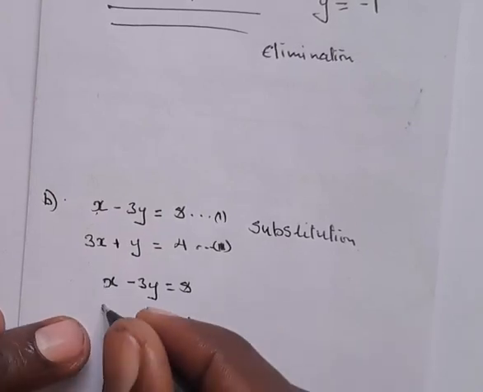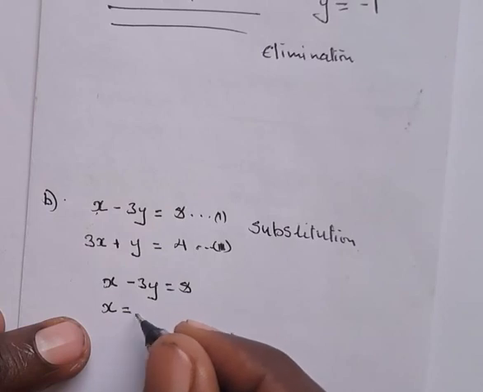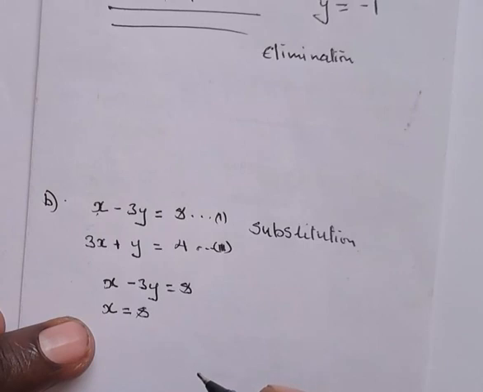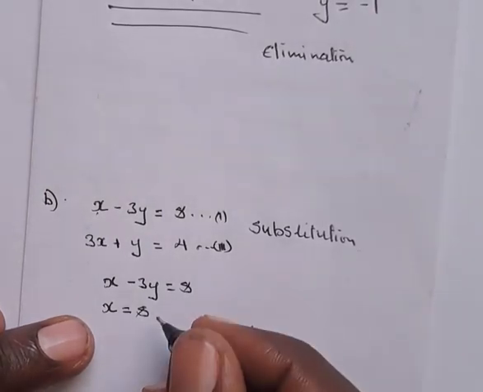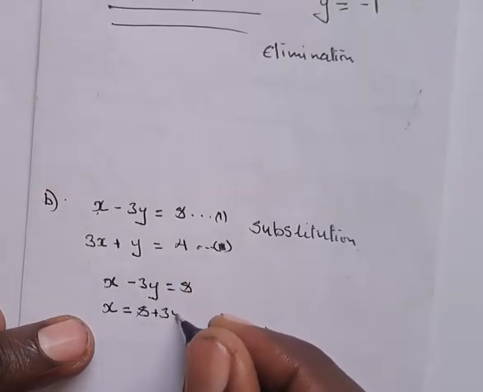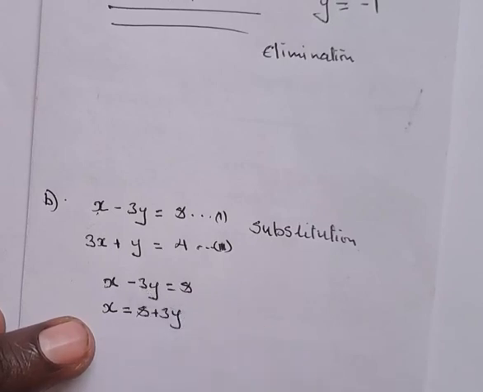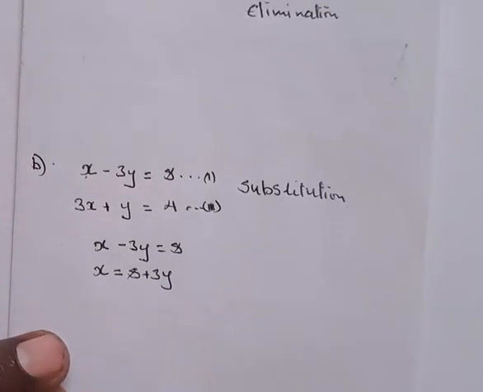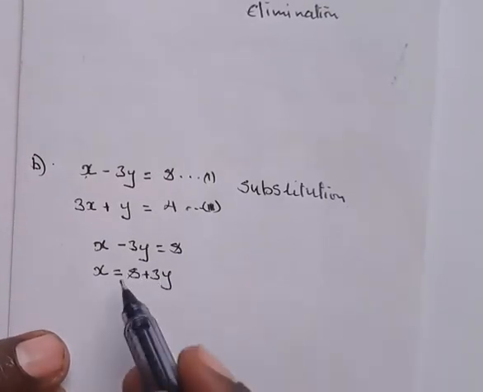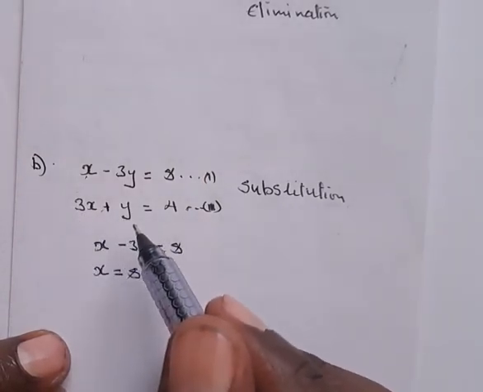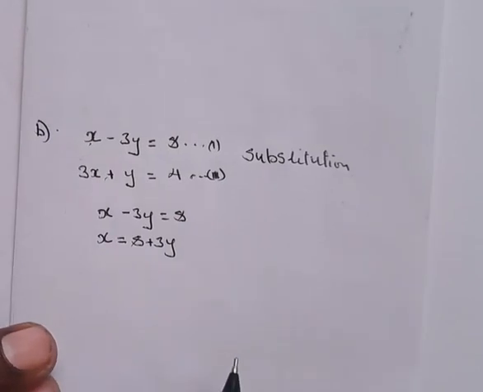So it is going to be x is equal to 8. This -3y will go the other side because we want x to be a dependent variable. So it will be plus 3y. That is because -3y there was negative, and then it becomes positive there. So we have this now. Using this, we can plug it in the second equation and replace it where there is x.